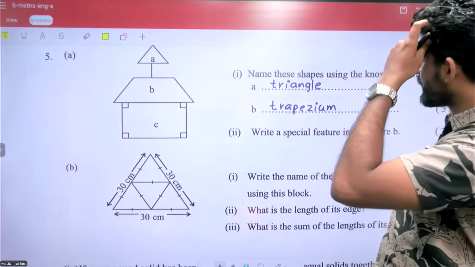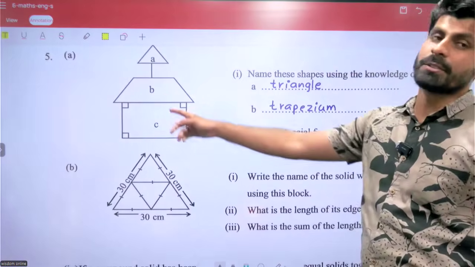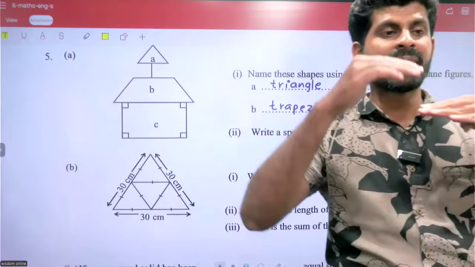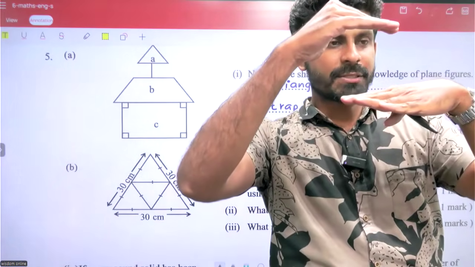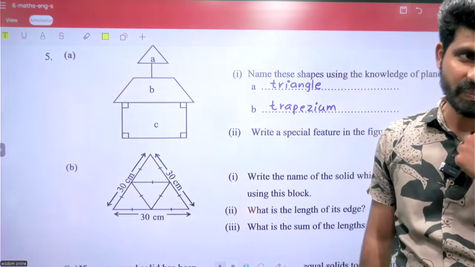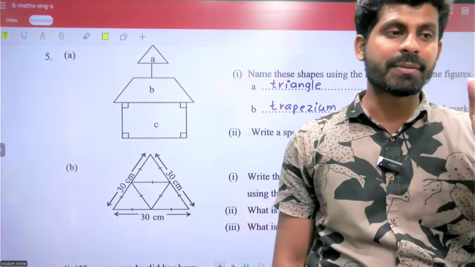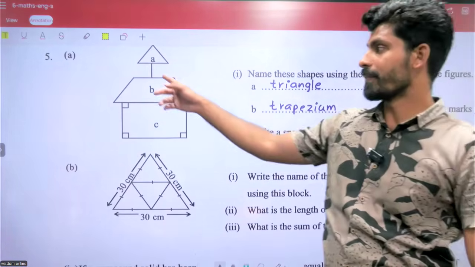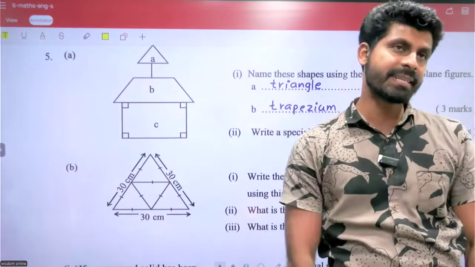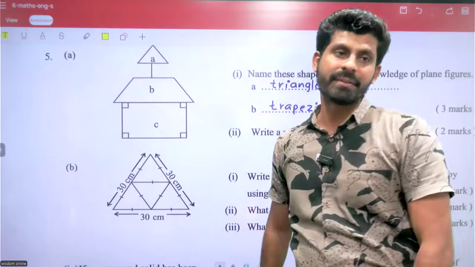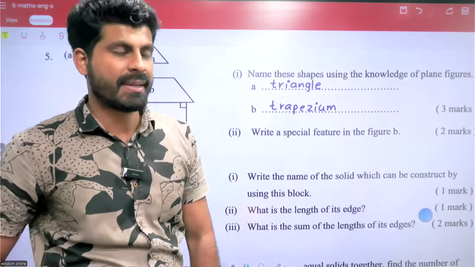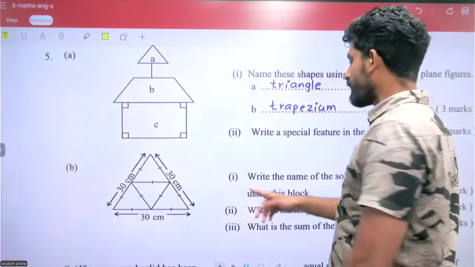Write a special feature in figure B. So what is the special feature in figure B? One pair of parallel sides. So that means parallel, right? So that means trapezium, right? The parallel lines, that means one pair of parallel lines. So that means one pair of parallel sides. Only one pair. Yes. Then move to the next one.